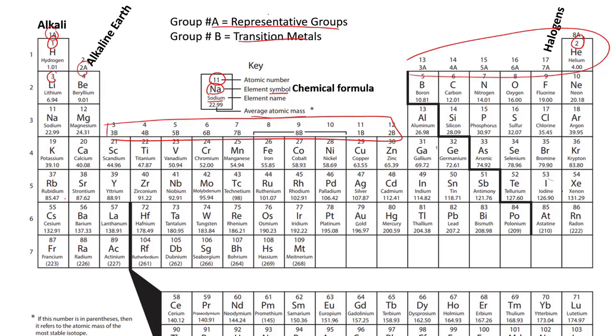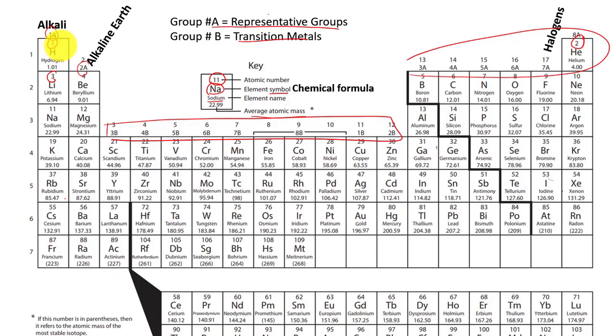Group 7A is known as the halogens. So all the elements in group 7A are considered halogens. All the elements in group 1A are considered alkali metals. And all the elements in group 2A are considered alkaline earth metals.